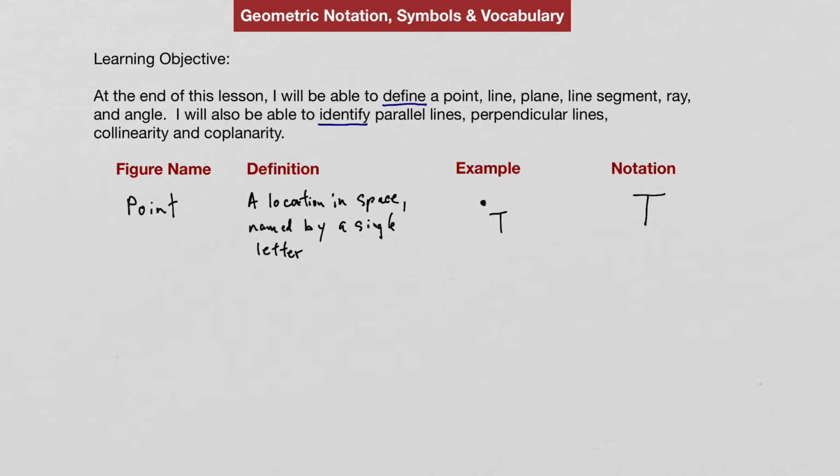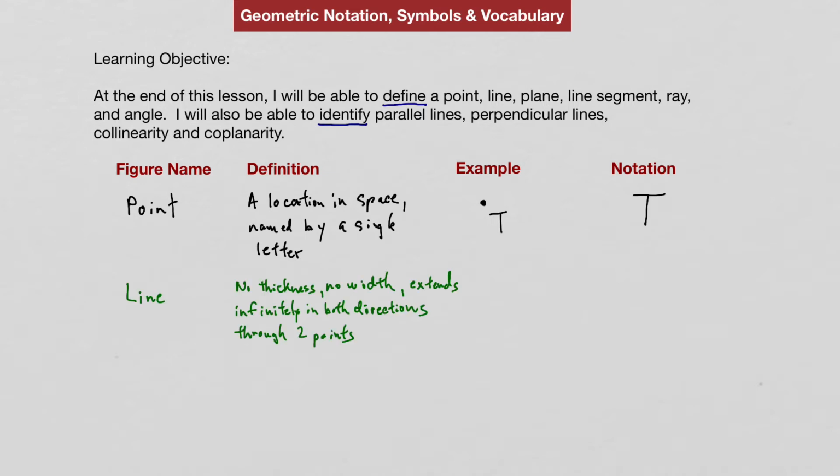Then the next item is called a line. I think we all know what that is, but let's go ahead and define it. A line has no thickness, it has no width, and it extends infinitely in both, opposite directions, through 2 points. An example would look like this. You have a point N and a point O that are connected and they extend infinitely in opposite directions. So that is a line. And the notation for a line in geometry would look like this. That is line NO.